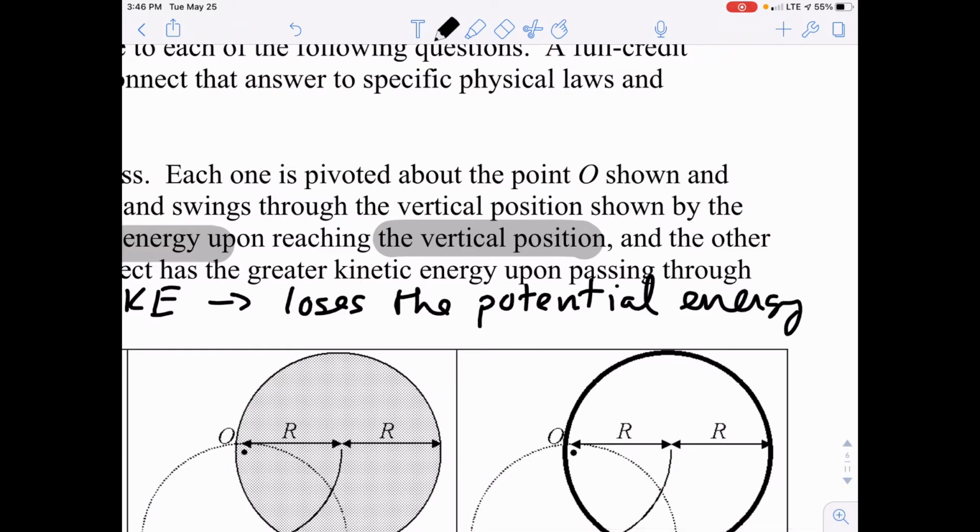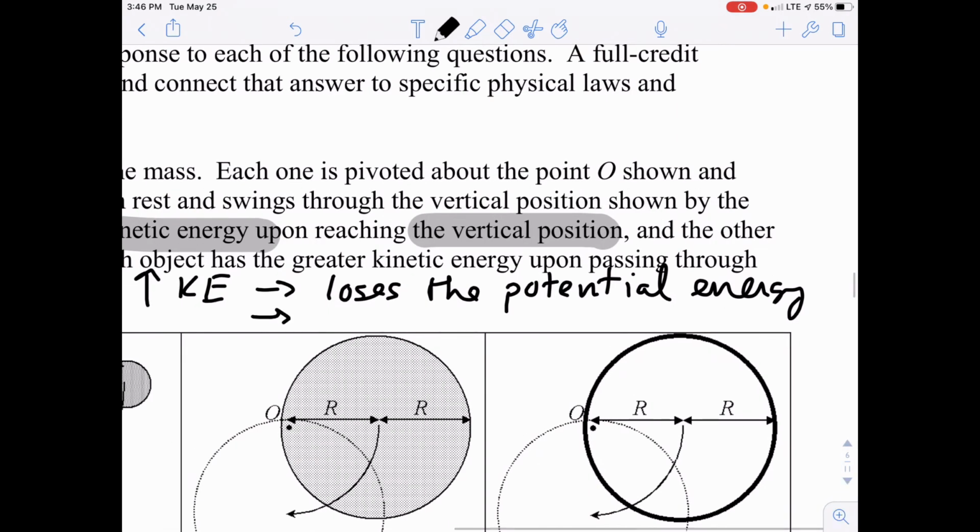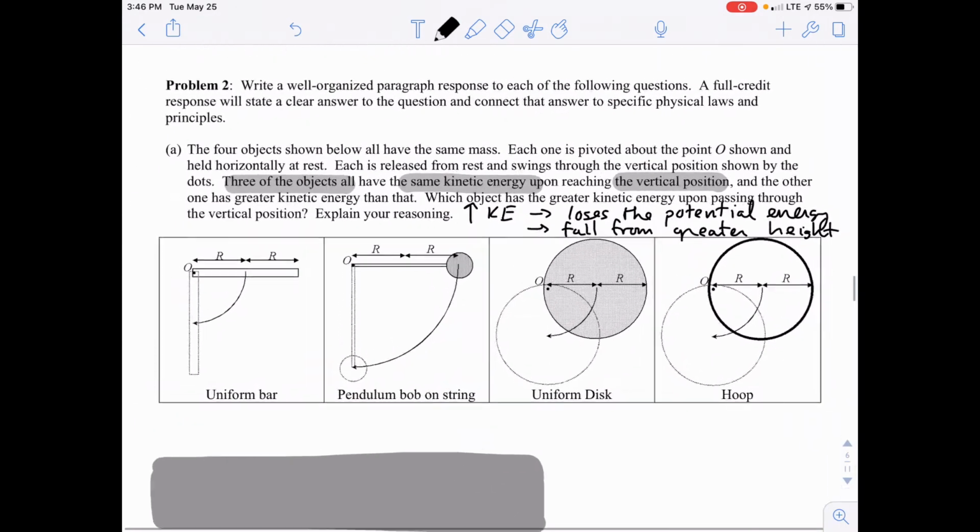How do you decrease the most potential energy? Fall from a greater height. Well, the uniform bar, the potential energy is measured from the center of mass. Same with the disk, same with the hoop. Therefore, the center of mass only falls that far, that height right here.